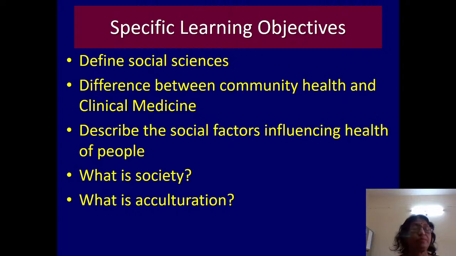Coming to your specific learning objectives, at the end of the class, you should be able to define what social sciences mean, and then you should know the difference between community health and clinical medicine. Then describe the social factors which influence health of people, and what is society and what is acculturation.